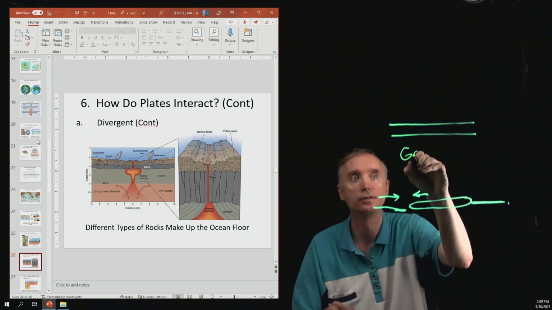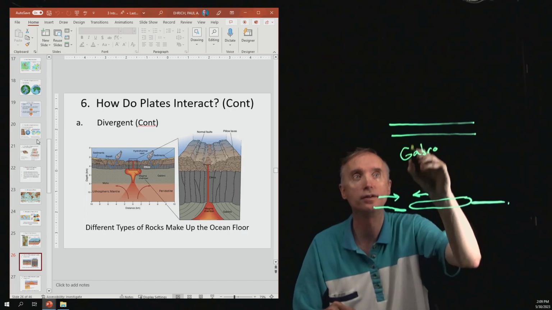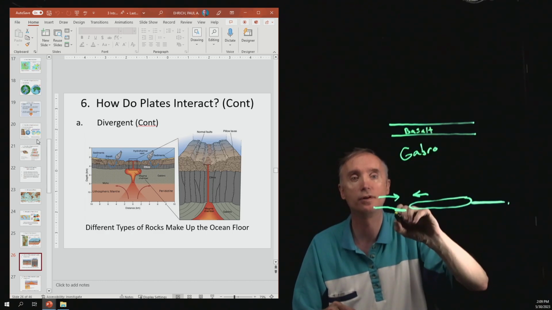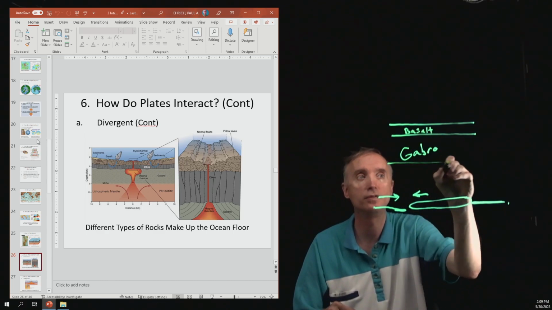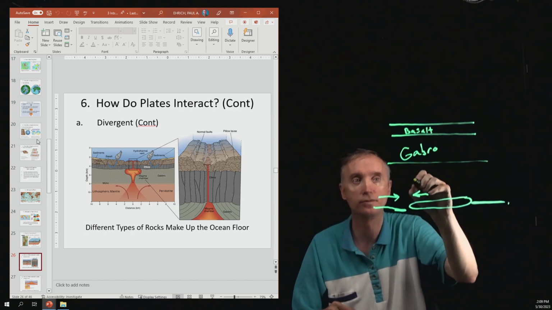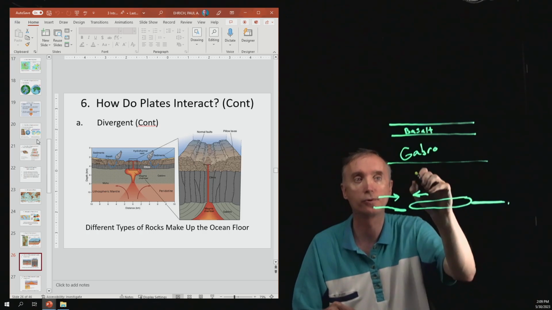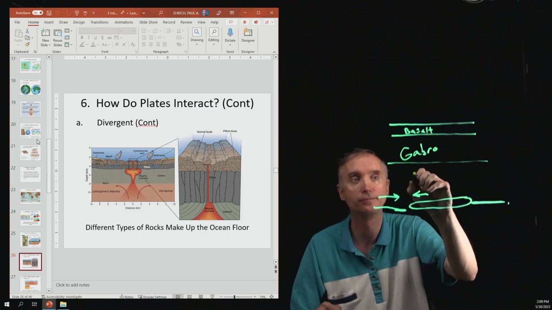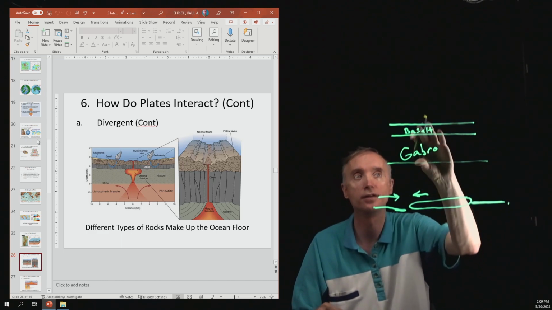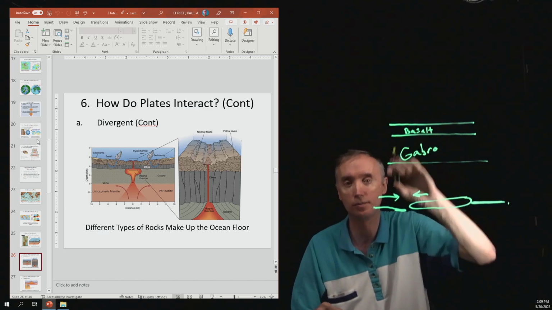So gabbro is down here, and basalt is up here. This is going to be the lithosphere. And then underneath the lithosphere, down in here, is where that peridotite is. This is going to be the raw ingredient that turns into this part here, which is going to be the ocean floor.